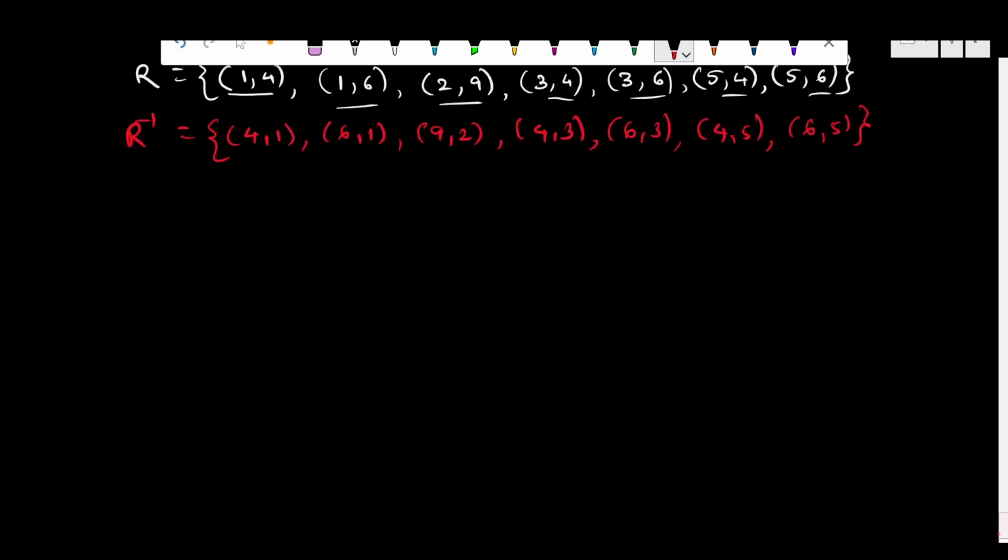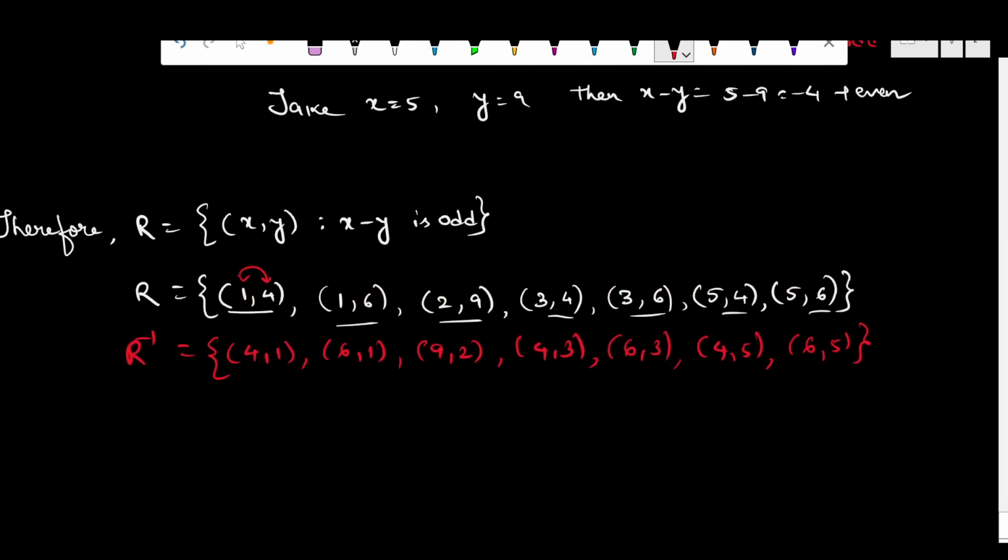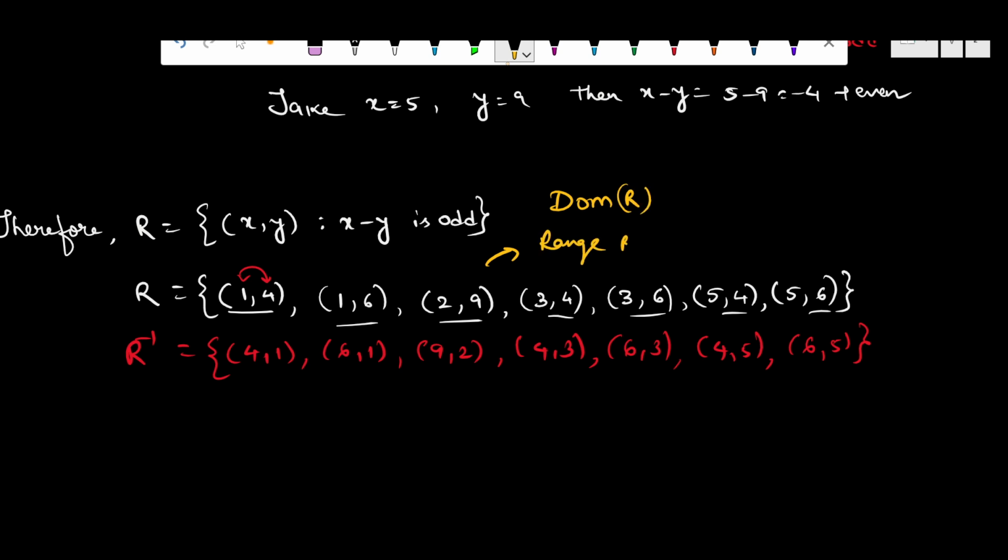Now you may find the domain and range of R. You know this very well. So the domain of R will be the set of all first components. Right? So this will be 1, 2, 3 and 5. Similarly, the range of R will be what? The set of all second components: 4, 6 and 9.